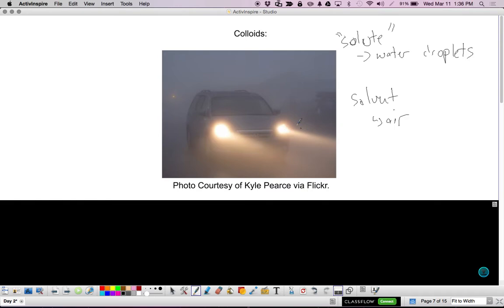And you normally can't see the headlights because the light rays travel in a straight line unless they hit something, unless they're scattered. So what's happening is, here's light coming out of the headlight. It hits a particle and gets deflected, so you can see it. So this is the Tyndall effect. This is an example of the Tyndall effect.